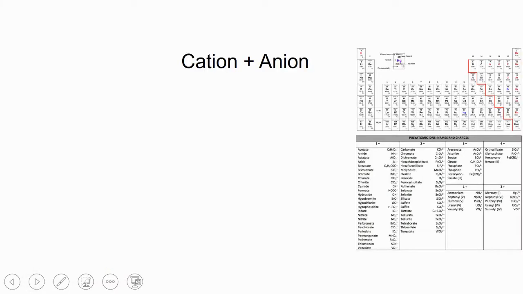Okay, so when we're thinking about how to name ionic compounds, when you're looking at the formula, you'll see that it's divided up into two pieces. One piece is going to be the cation piece, or the positive charge piece, and one part is going to be the anion, or the negative charge piece. And there's a series of questions that you can ask yourself for both the cation and then the anion as well. So let's start with the cation bit.